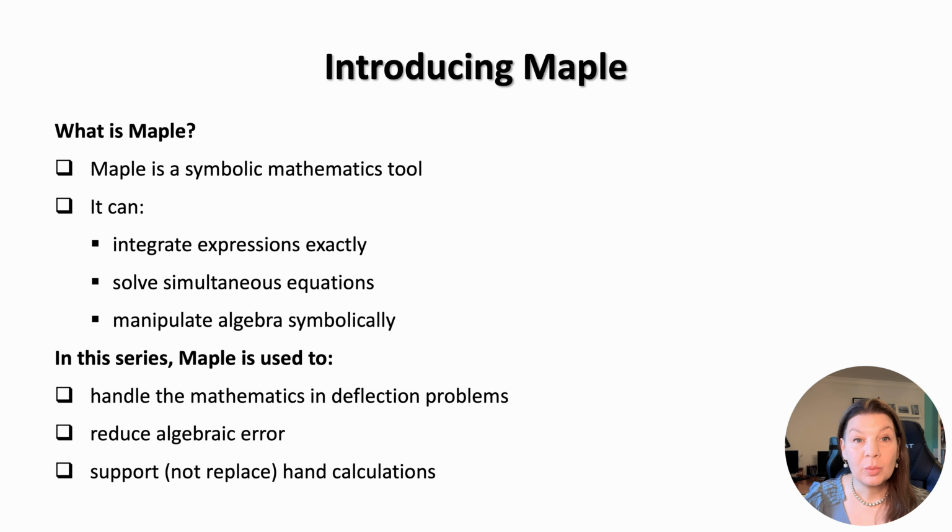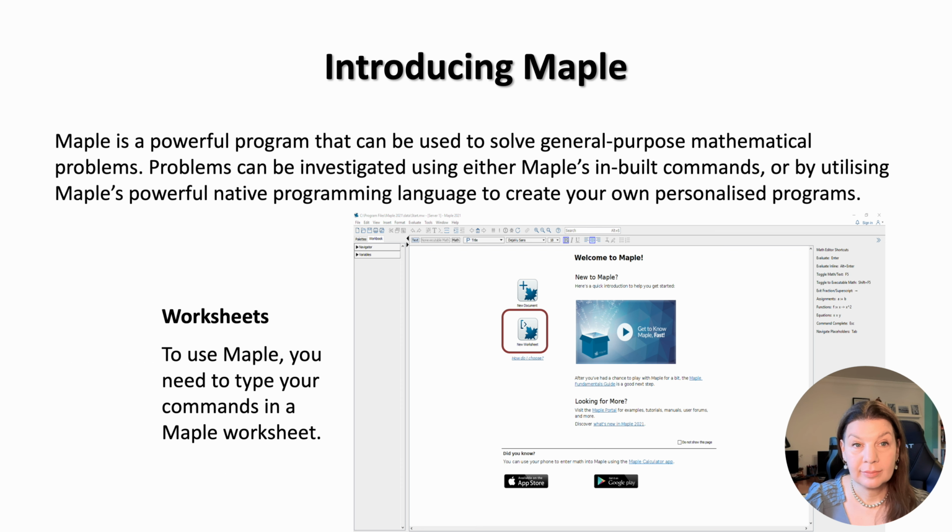In this series, we're using Maple purely to handle the mathematics in deflection problems, reduce any errors, and support, not replace, hand calculations. Maple is a general-purpose mathematical software package and has many advanced features. However, we'll only be using a very small subset of the functionality. You don't need to learn Maple programming, and you do not need to explore its wider capabilities for this series.